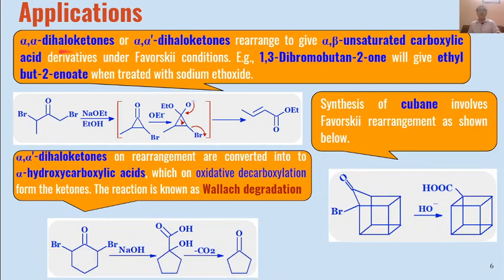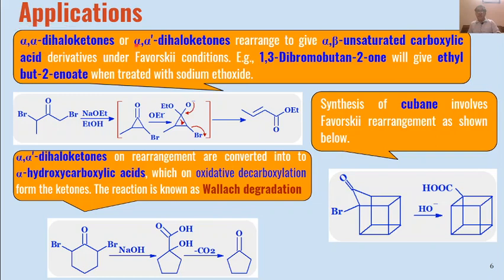Some more examples. As I have told you, alpha-alpha dihaloketones means both the halogens are present on the same carbon. Alpha-alpha dash means they are present on different carbons. One halogen is present at this alpha carbon and the other halogen is present at this alpha carbon. So if these alpha carbons are different, we say alpha-alpha dash dihaloketones. But if both the bromides are present on the same carbon, we say alpha-alpha dihaloketones.